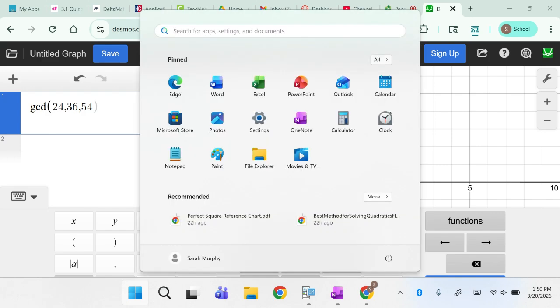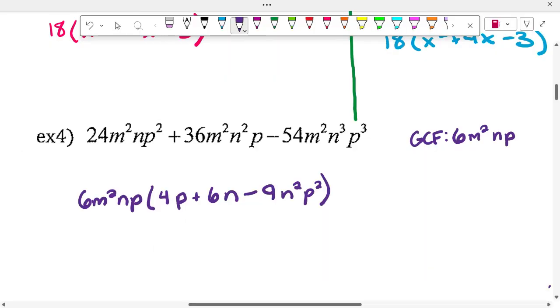So that's just a strategy that you could use. As for the Numworks, I haven't done that one yet, but I'll play with it and get back to you on that one if you want to know.